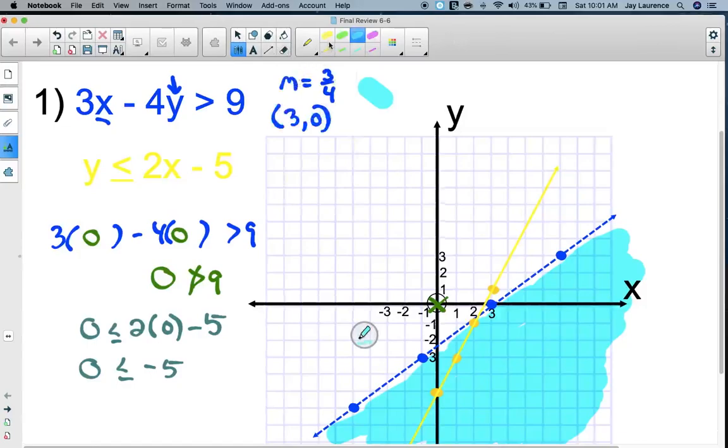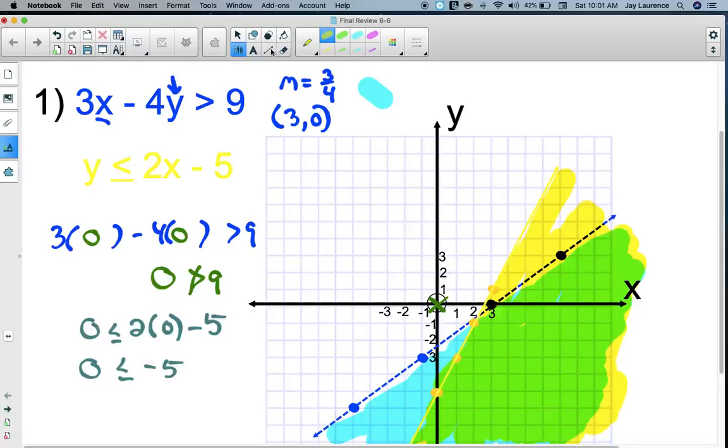I'm going to shade the non-origin side of the yellow line. So that would be over here, right? Ooh, look at that. Magic time, right? We got green. And so the solutions are everywhere there's green, not counting my sloppy shading, okay?